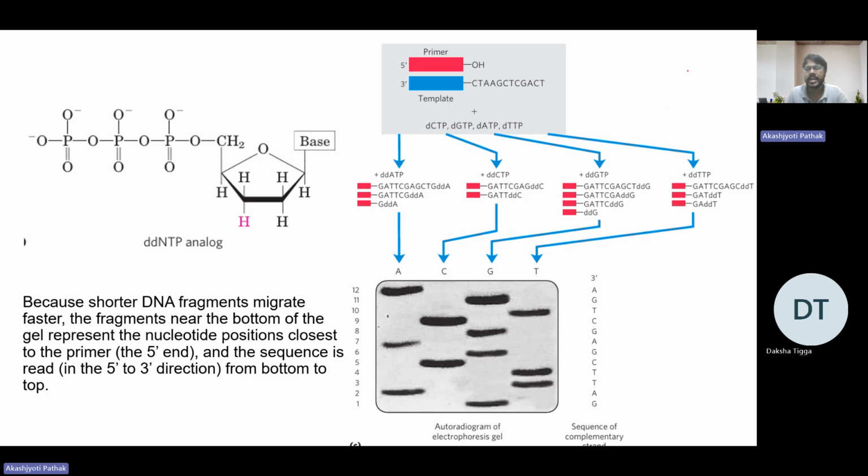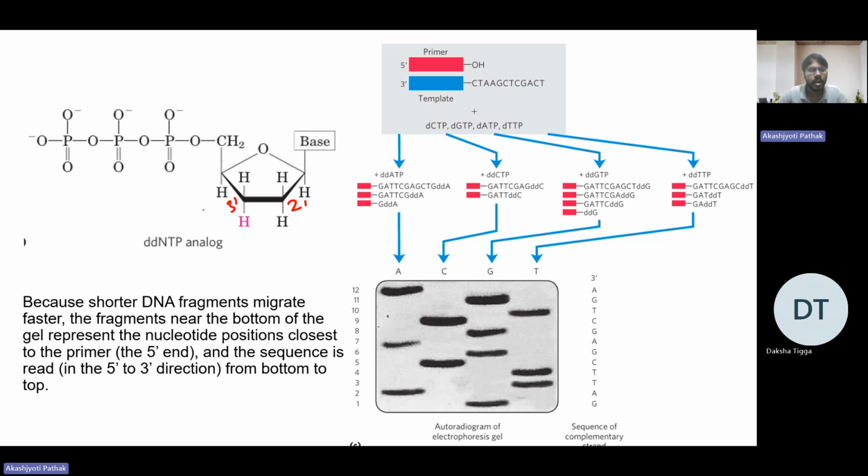This figure is taken from the Lehninger book. You can see here the ddNTP analog. Here the 3' carbon does not have an OH group. It has a hydrogen instead, and that is why it is called dd, dideoxy. Dideoxy means the 2' and 3' carbons both have hydrogen.